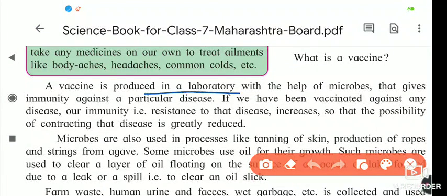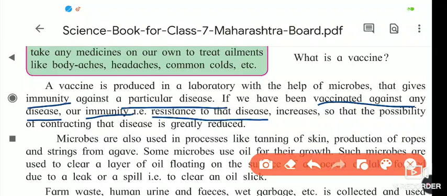A vaccine is produced in the laboratory with the help of microbes. Microbes are used for producing these vaccines, and they give immunity against particular diseases. Immunity means the power to fight a disease. If we have been vaccinated against any disease, our immunity, that is our ability to resist that disease, increases, so the possibility of contracting that disease is greatly decreased.